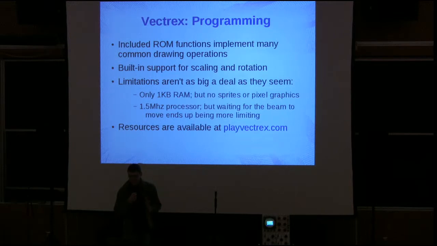Another thing, and one of the reasons why I really enjoyed working on Where Have All the Pixels Gone, which was a demo that CMUCC did for the Vectrex, is that despite the fact that the specs of the system looked really limiting, it turned out that it wasn't that bad. It only had 1 kilobyte of RAM, but we didn't really have any graphics that we had to manipulate. We had our vector graphics, but we could basically store those in ROM. And then the processor was only 1.5 megahertz. But it turned out that we spent most of the time just waiting for the beam to move anyway, so it didn't slow us down.